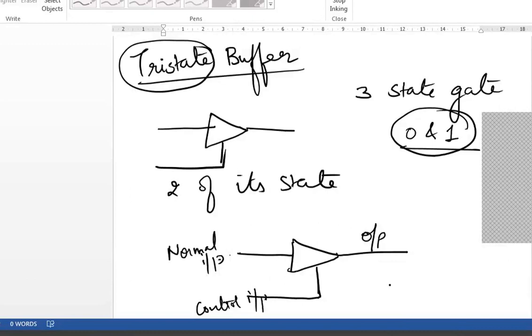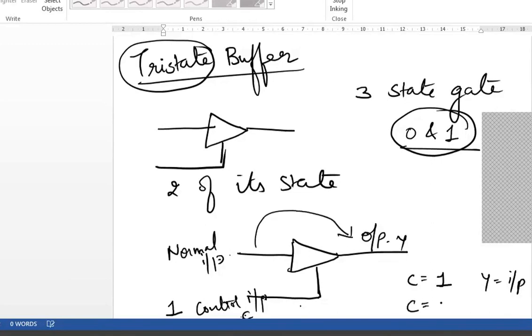Suppose this is my output. If your control input C is equal to 1, in that case, what is your output? Your output Y is the same as your input. That is, when the control input is 1, whatever you provide as your input would be your output.